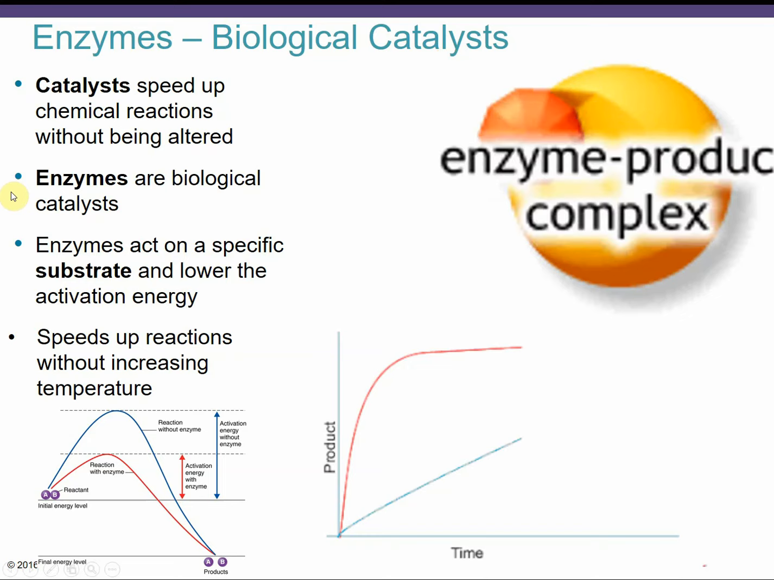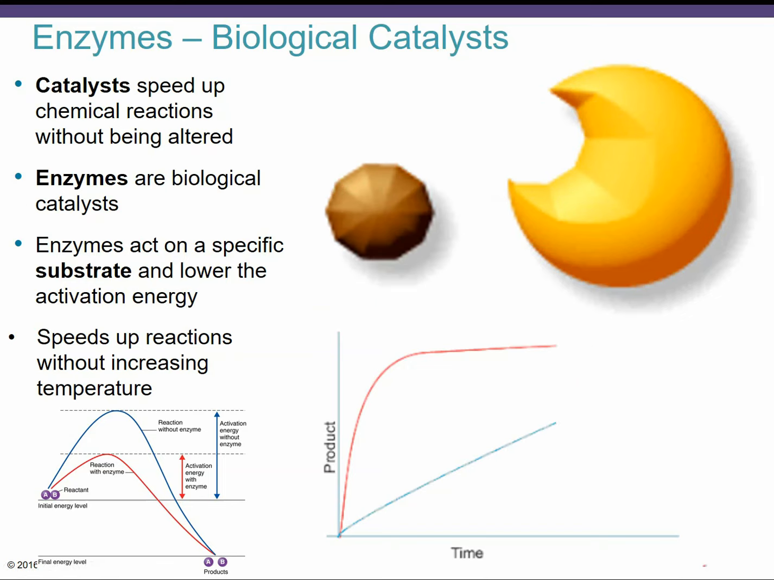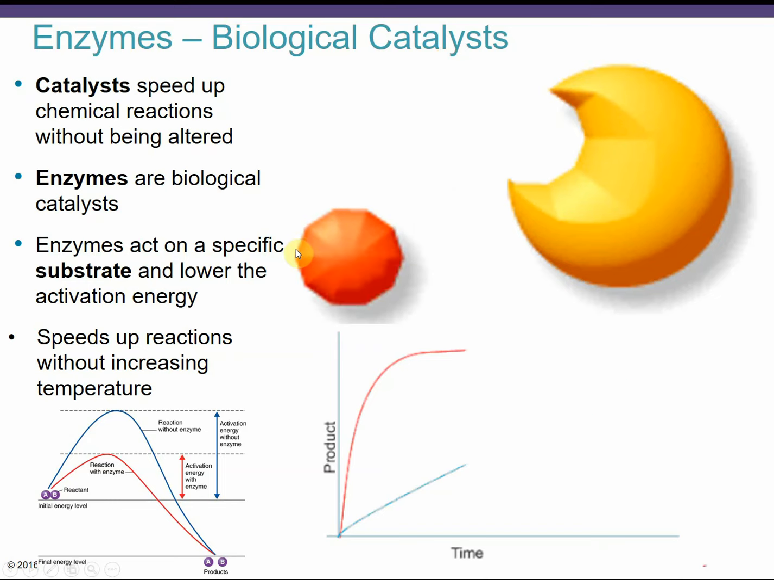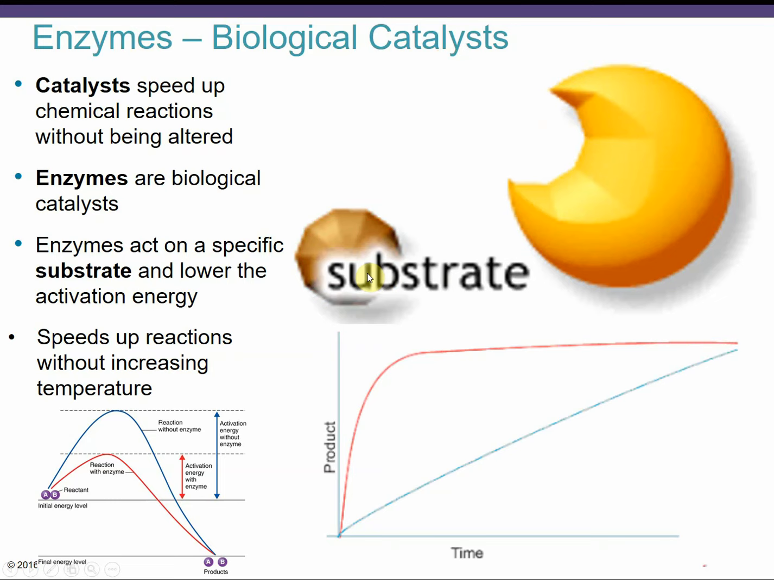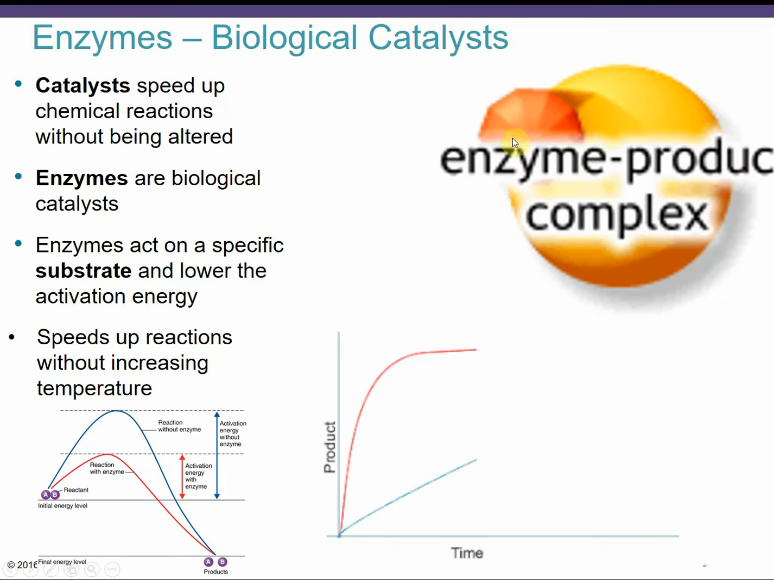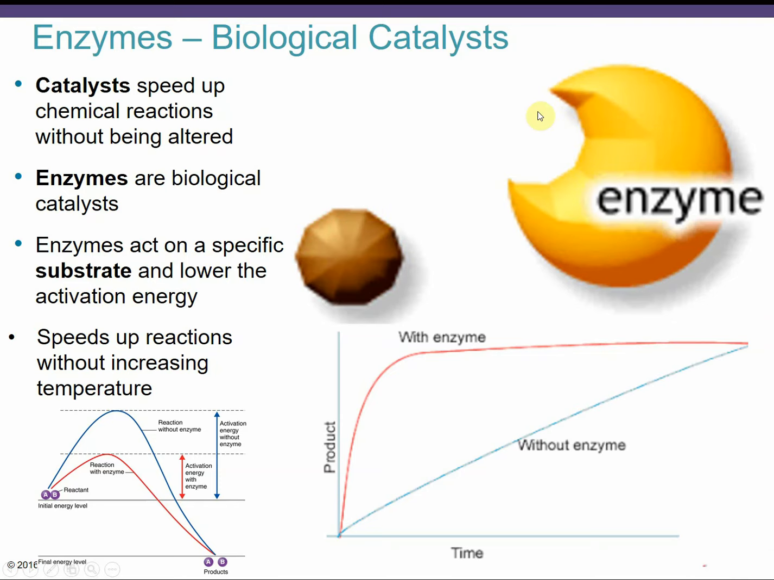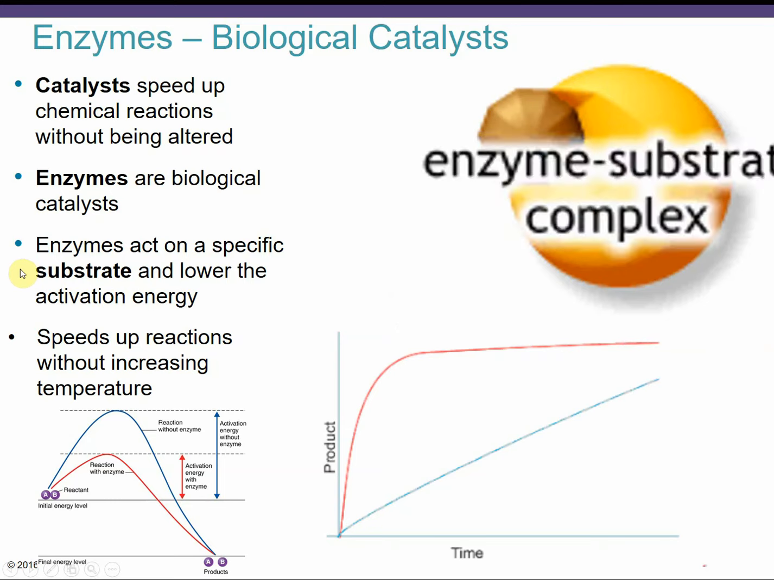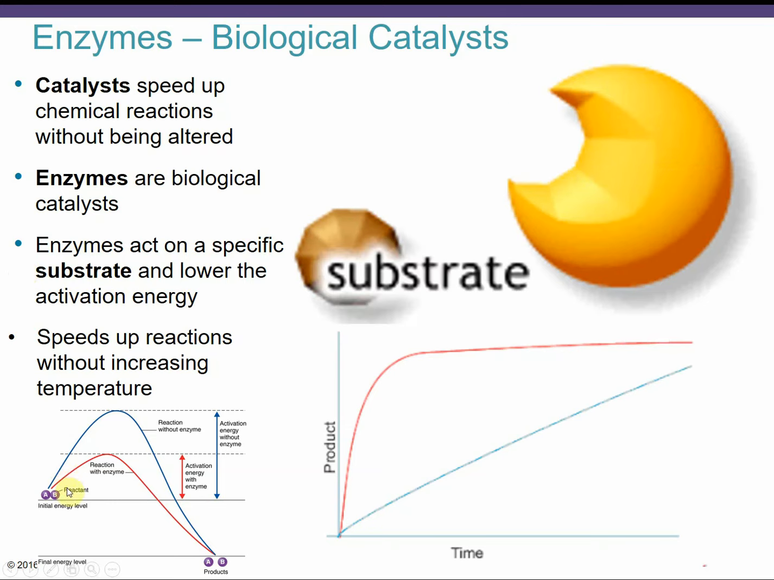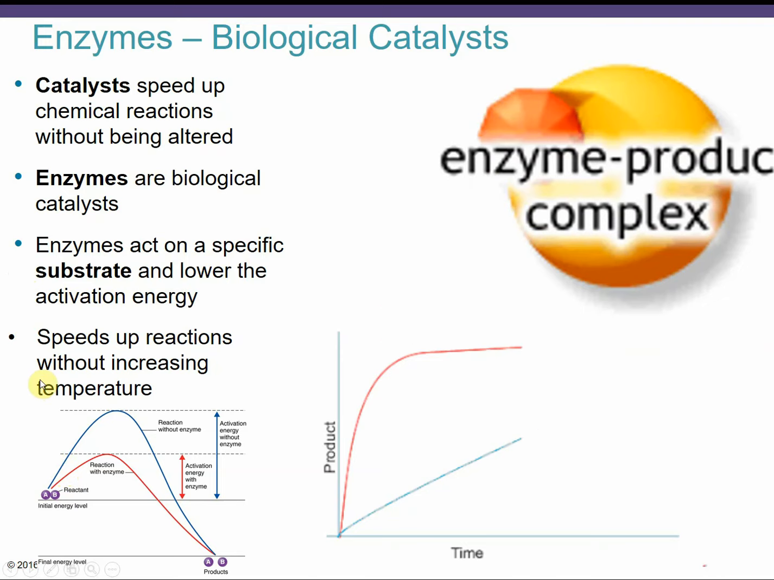Enzymes are biological catalysts, right? Meaning that they're genetically encoded and synthesized by living cells. Enzymes are very specific, so they act on a specific substrate. So it's kind of a lock and key mechanism where only that specific shape of molecule or substrate will fit and activate our enzyme. And these enzymes speed up chemical reactions by lowering the amount of activation energy required. So this allows them to speed up reactions without increasing temperatures.